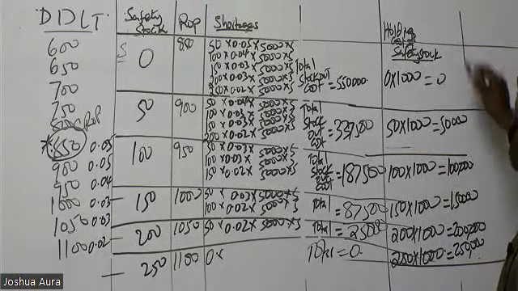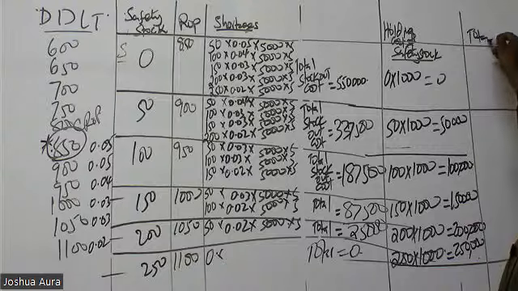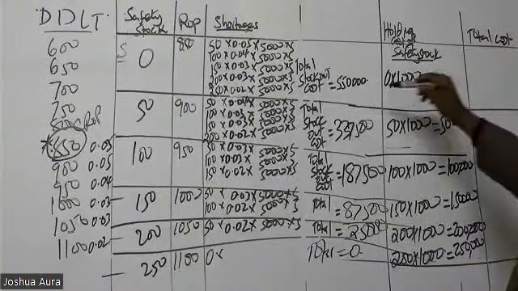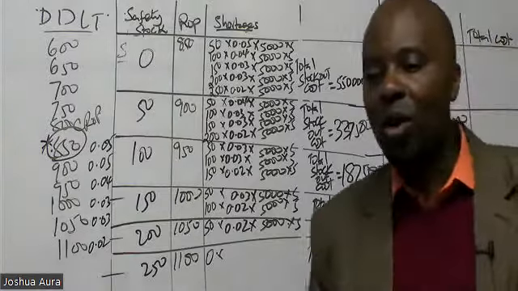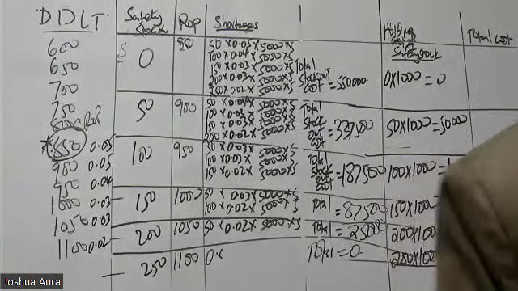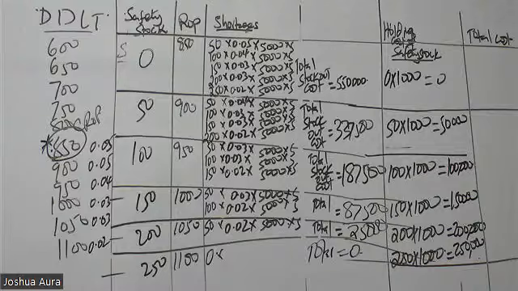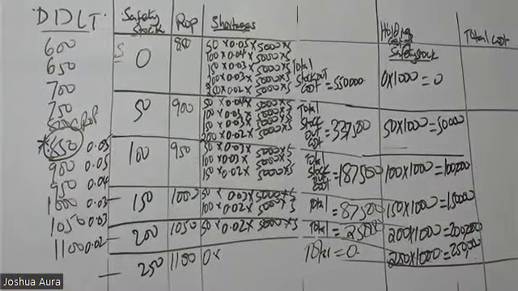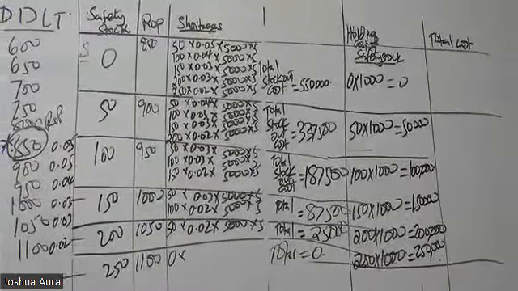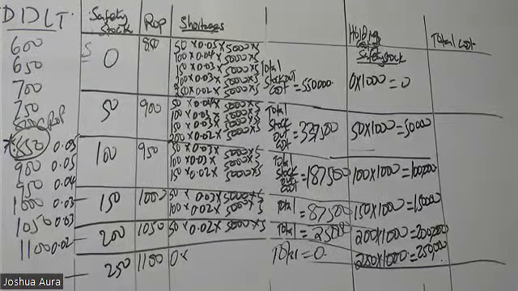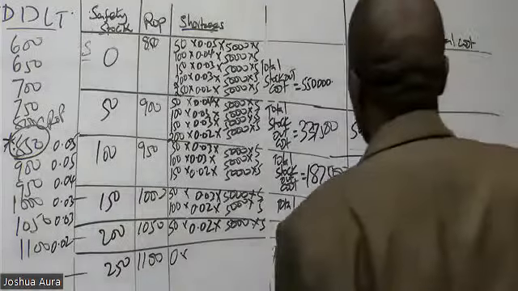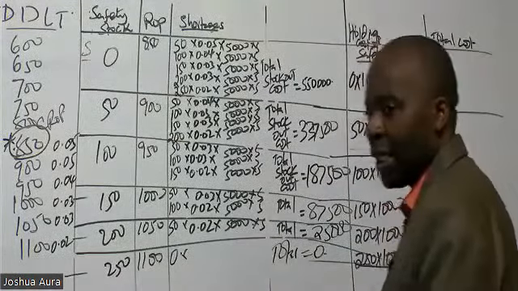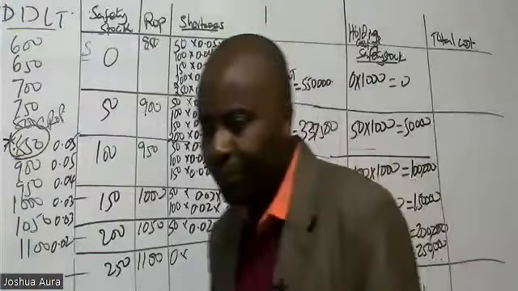So could you kindly then move ahead and give me the total costs? Total cost is the shortage cost plus holding cost. So 550,000 plus 0, that gives me what figure, somebody?